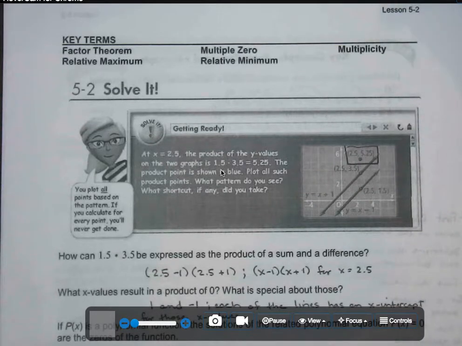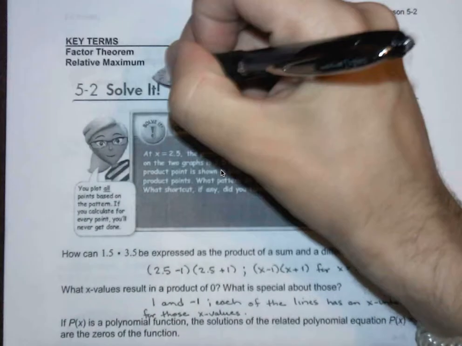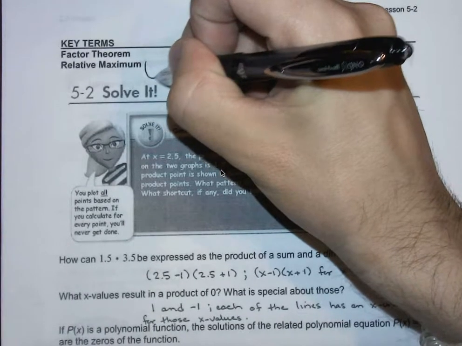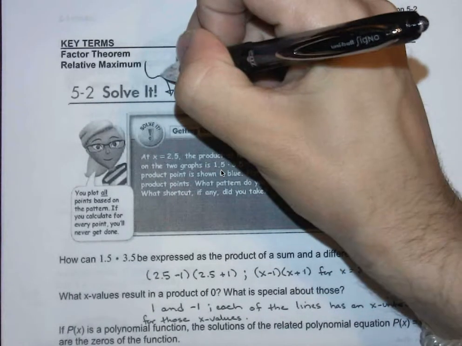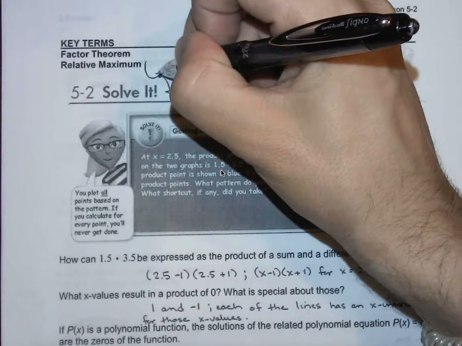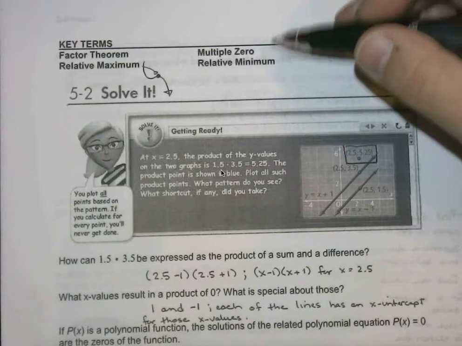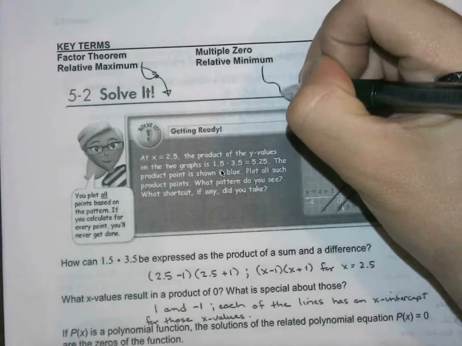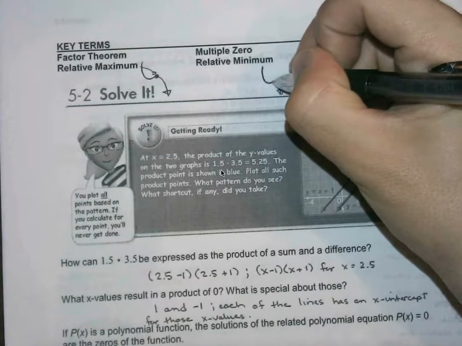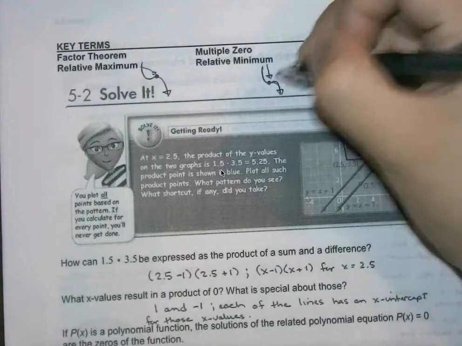For 5.2, a few key terms that you'll be introduced to: the factor theorem, relative maximum, which is going to be a point on the graph that's roughly the highest part in the nearby vicinity. So this point right here would be considered a relative maximum. We'll see multiple zero, relative minimum, which is kind of the same idea. Let's make that a little bit more curved. But now the relative minimum is the lowest point that's in between two areas.